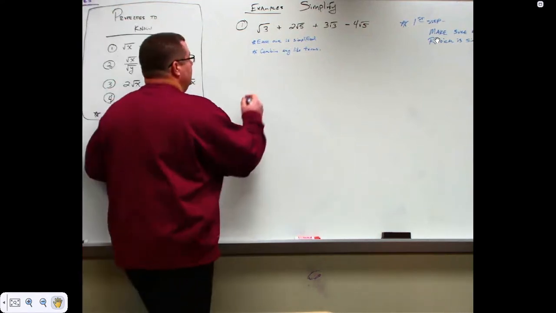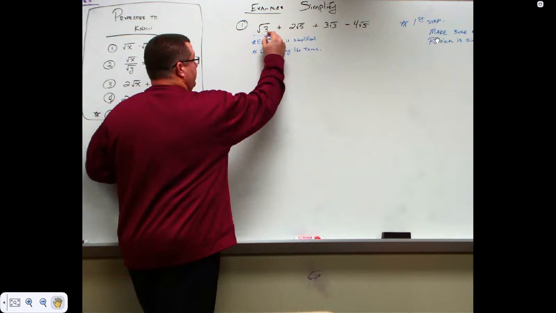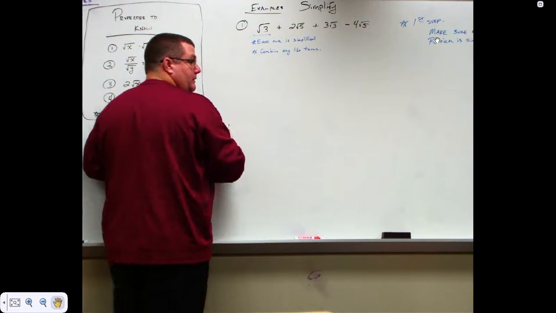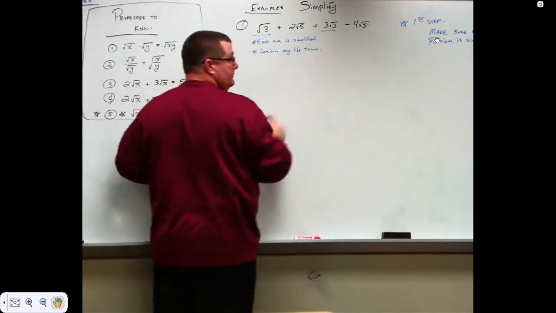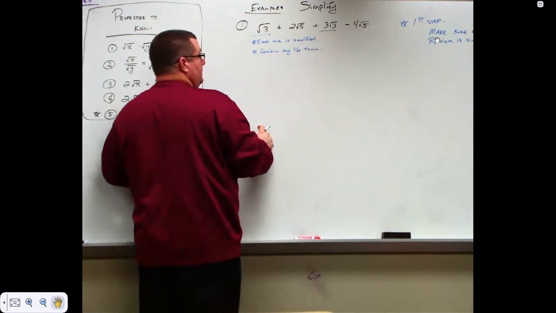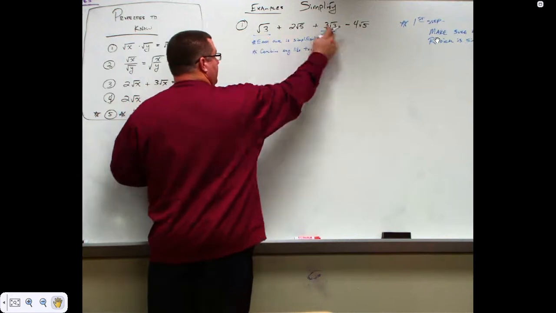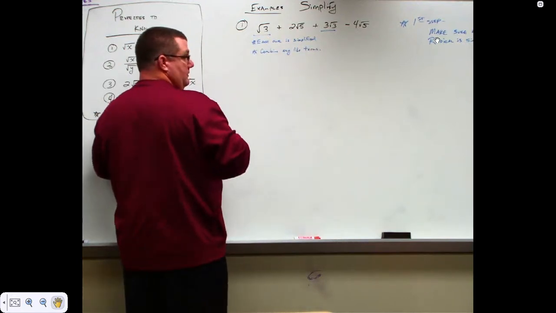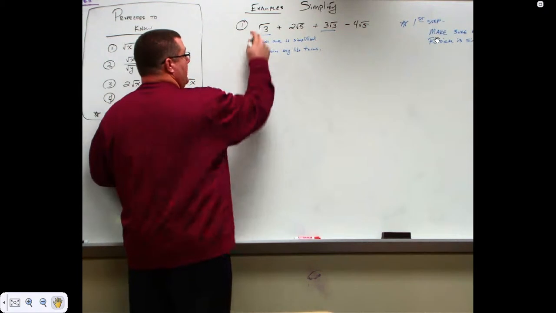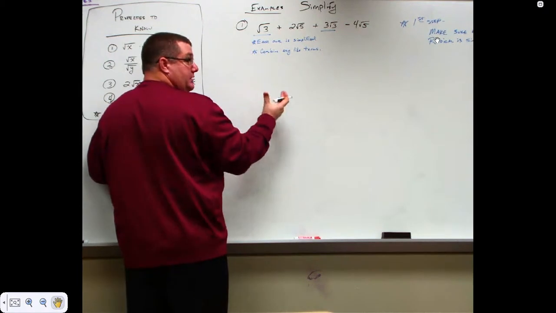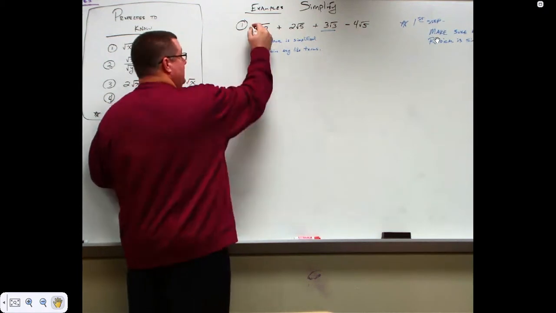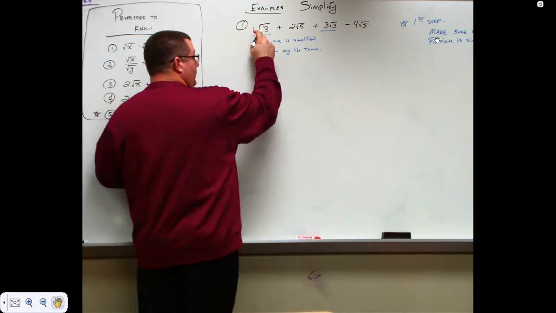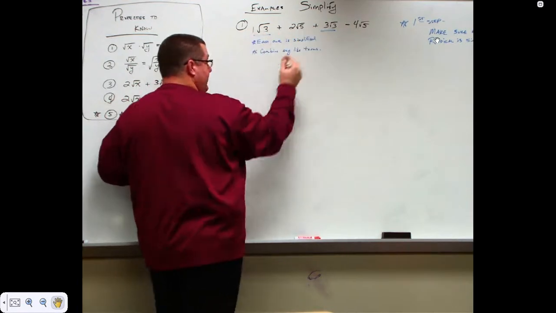Do I have any radical 3 terms? I have another one right here. So when I combine those, what do those combine to? Remember, when there's nothing in front of it, what's understood to be in front? Just like x, there's understood to be a 1. So I have 1 radical 3 and 3 radical 3's. That makes a total of what?